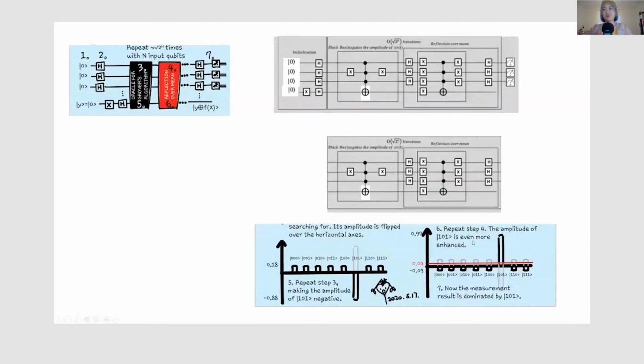It's very useful because now if you repeat these 2 boxes over and over, you would be able to continuously increase the amplitude of the one that you marked. So flip over 0 and flip over mean a couple of times. So it turns out that the number of iterations you need is square root of 2 to the n, as I introduced at the beginning of the class.